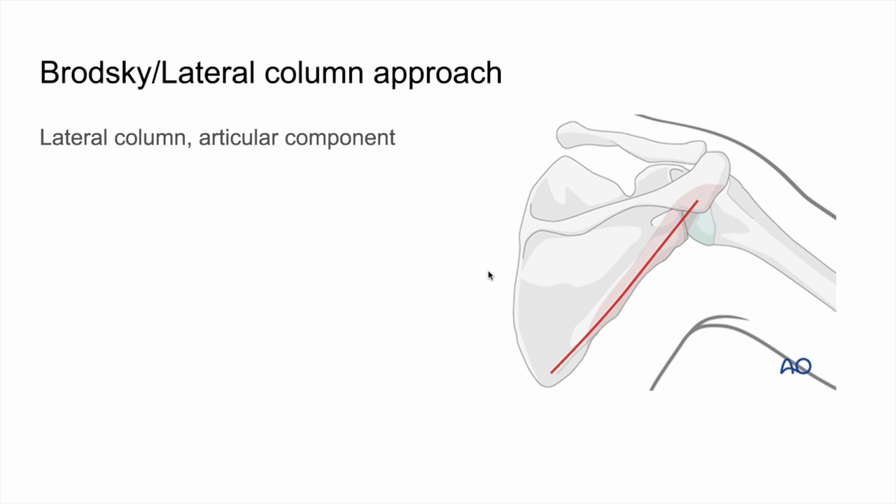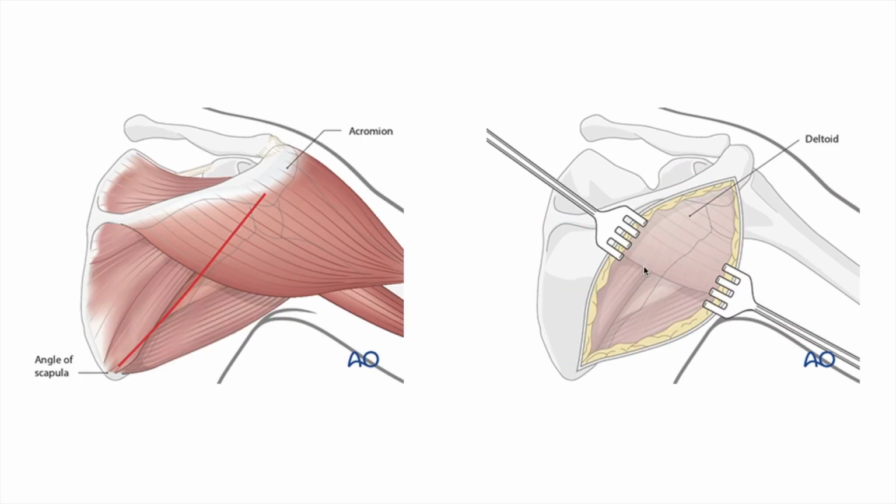The other approach, a limited, minimally invasive approach that many people have been advocating, is the Brodsky or the lateral column approach, where a single incision is made on the lateral column to approach fractures of the glenoid, posterior glenoid, and the lateral body, and probably the scapular central body as well. It is very difficult to access the medial body with this approach. So here the incision is basically a straight incision along the lateral border of the scapula.